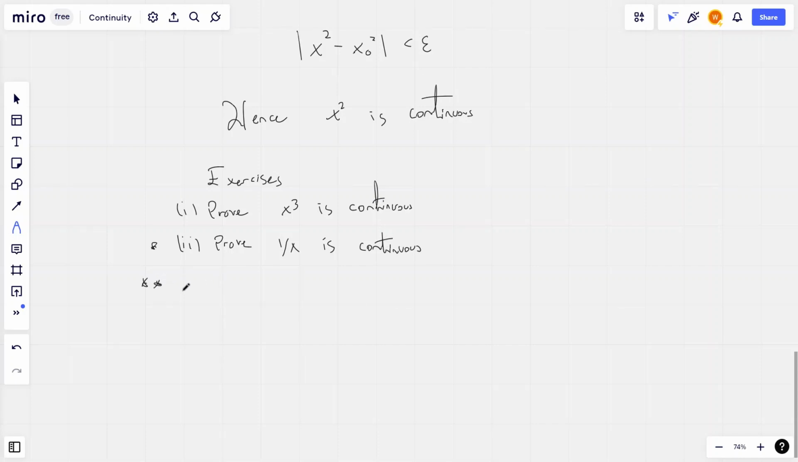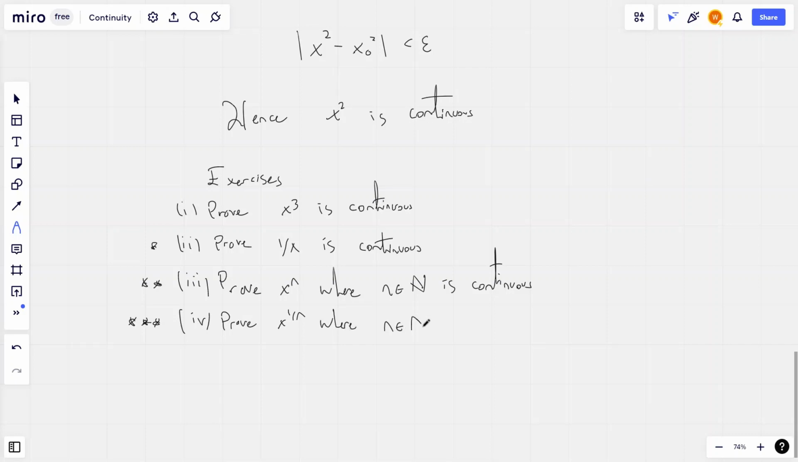A little bit harder again, so I'll add another star for 3. Prove that x to the n, where n is a natural number, is continuous. And finally, as a triple challenge, prove x to the 1 over n, where n is a natural number, is continuous.